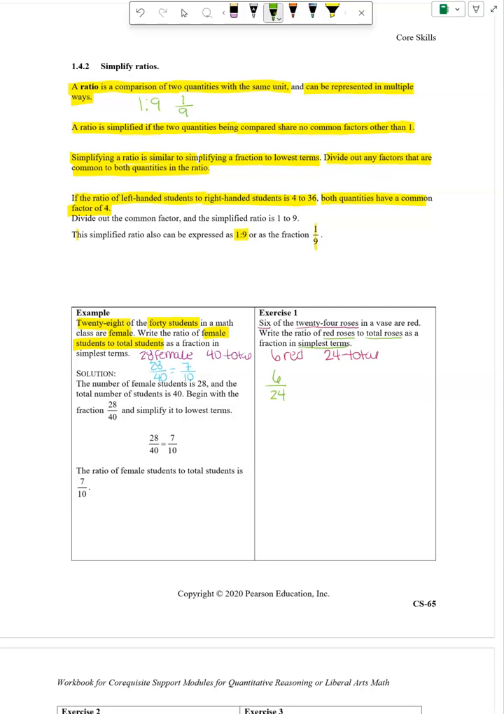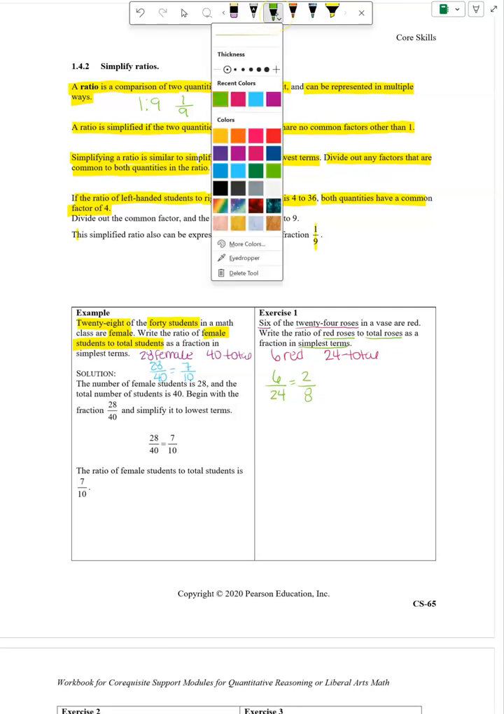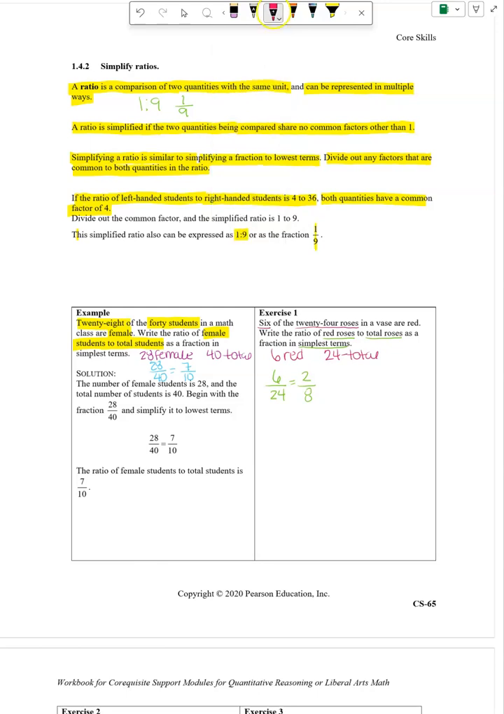I didn't do this to start with, so I'm going to have to. Let's say we see that 3 goes into both of these. So 3 goes into 6 2 times, and 3 goes into 24 8 times. And then we're like, oh wait, we could take this even further. Pink makes me happy. So 2 goes into 2 1 time, and 2 goes into 8 4 times.